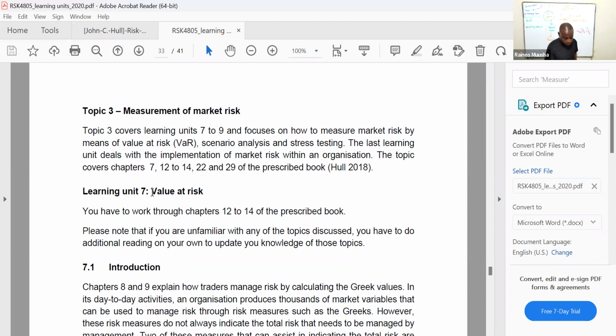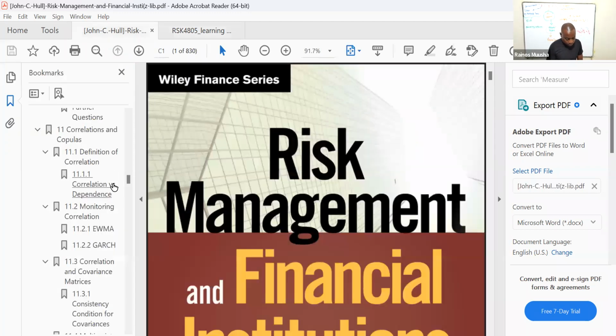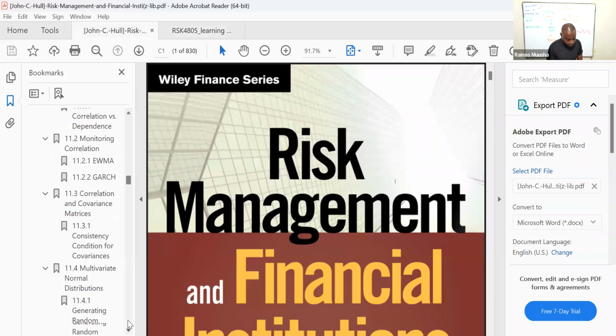And when it comes to the concept of value at risk, they refer us to chapters 12 to 14 of the prescribed book.